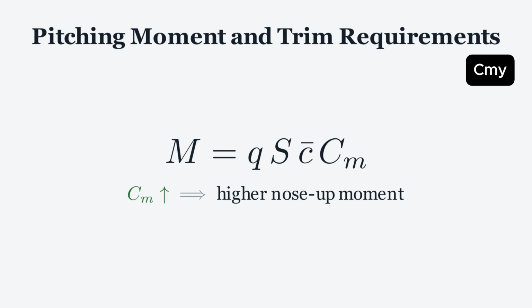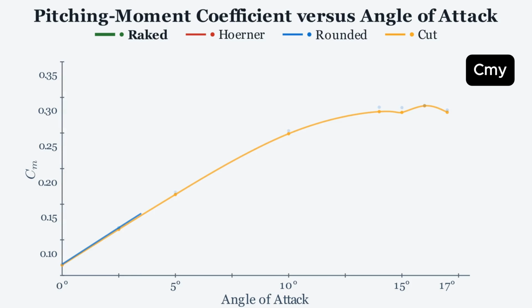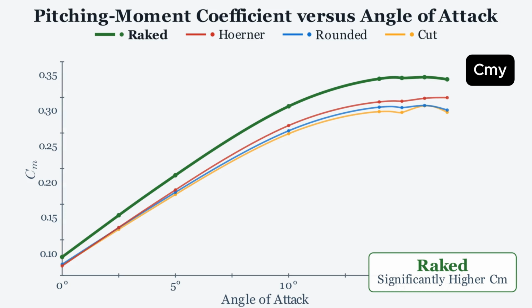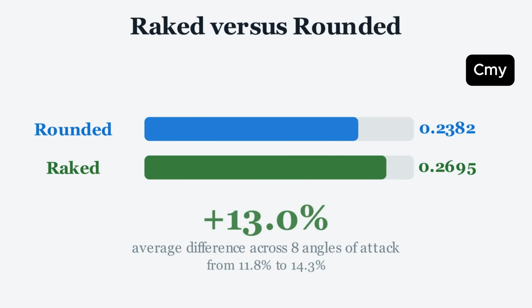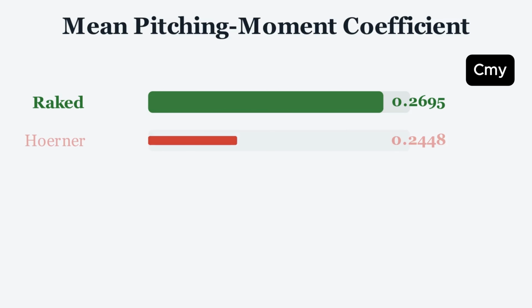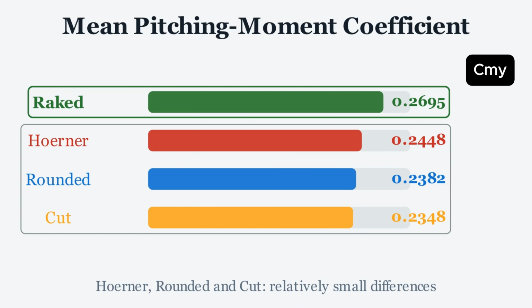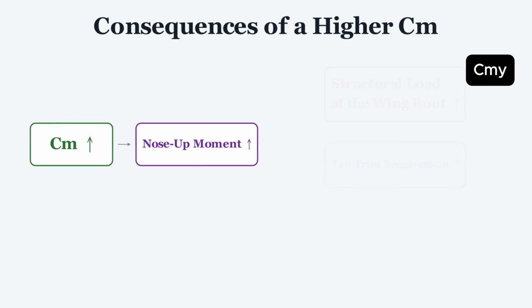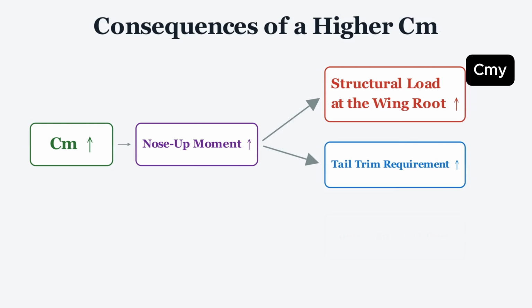In longitudinal stability analysis, the pitching moment coefficient of the rake tip is over 12.9% higher than that of the rounded configuration. A higher value means the aircraft produces a stronger pitch-up tendency in flight. This change in aerodynamic characteristics not only increases the structural load on the wing root, but also places higher demands on the trim capability of the horizontal tail, thereby increasing the control burden on the elevators. In contrast, the differences in pitching moment among the Hoerner, rounded, and cut configurations are relatively small.